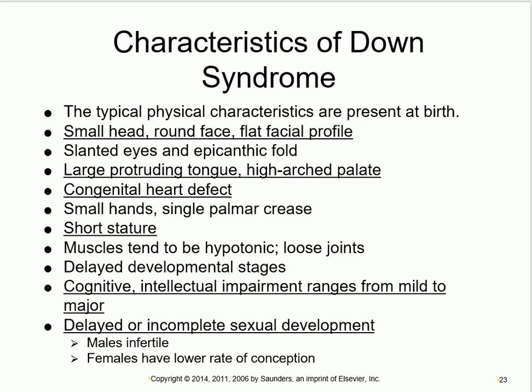Heart will be affected, short stature, cognitive and intellectual function will be impaired, sexual development will be incomplete. If this is a male, he will be infertile. If this is a female, she will have a low rate of conception. There is a difference here. If this is a male with Down syndrome, he's infertile. There is no way he will make conception. If this is a female, conception will be lower.